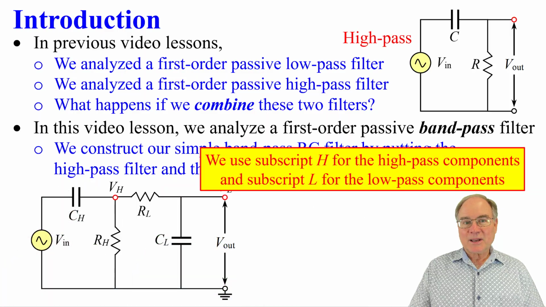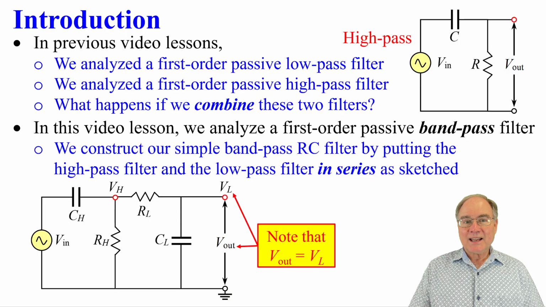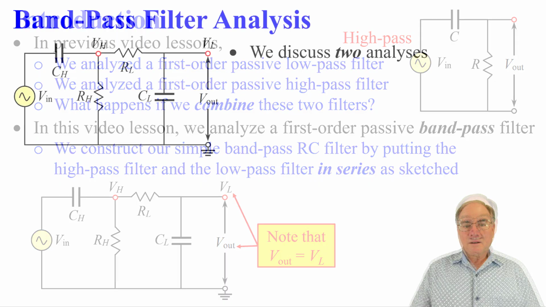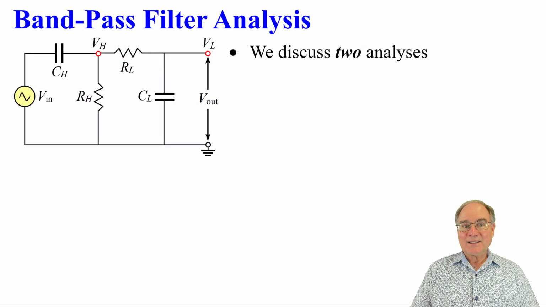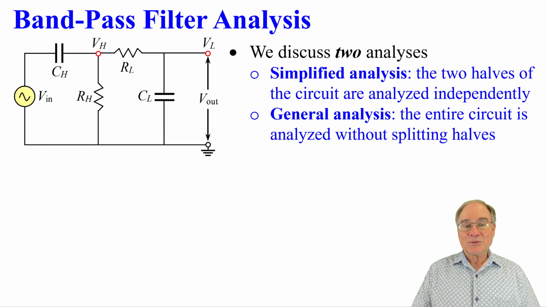Notice that we use subscripts H and L to distinguish the high and low pass filter parts. We also ground this filter at the bottom. And I note that we'll use Vout and VL interchangeably, since they're equal. We'll analyze this two ways. For the simplified analysis, we analyze the two halves of the circuit independently, and for the general analysis, we analyze them all as a unit together.